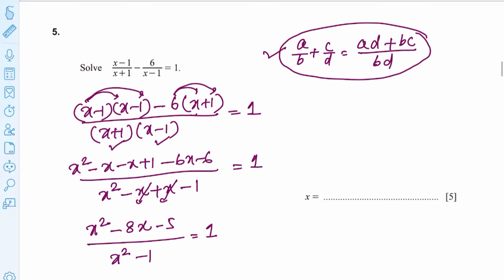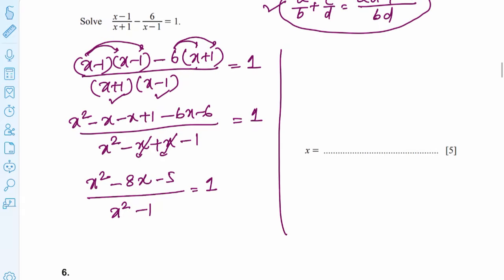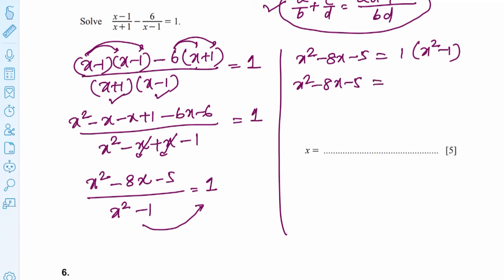Did you get it? Now we'll try to rearrange it. How will we do this? If I move this denominator to the other side, it will be x squared minus 8x minus 5 equals 1 times x squared minus 1. So I'm getting x squared minus 8x minus 5 equals x squared minus 1, right? If you check this, if I rearrange this x squared term, it will be cancelled, because if I move this term also, minus x squared, it becomes 0. So the part which is left is minus 8x minus 5 equals minus 1.